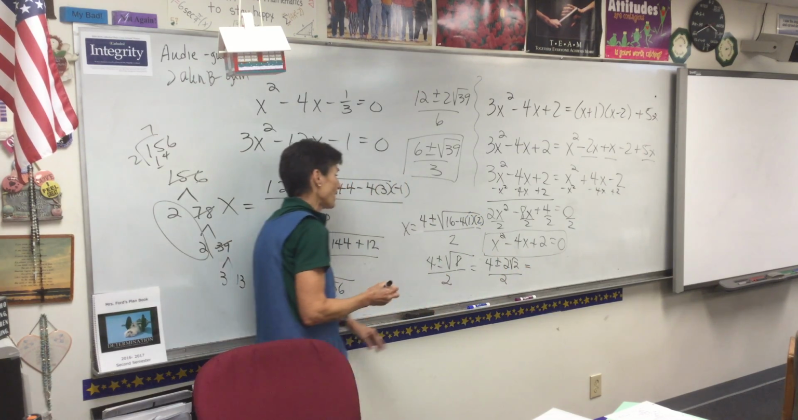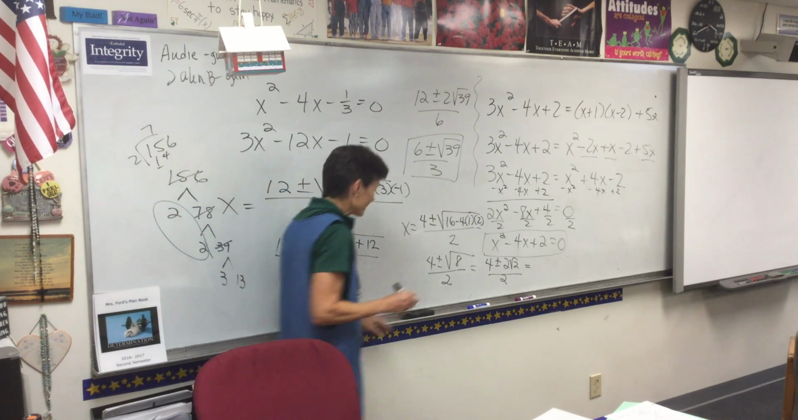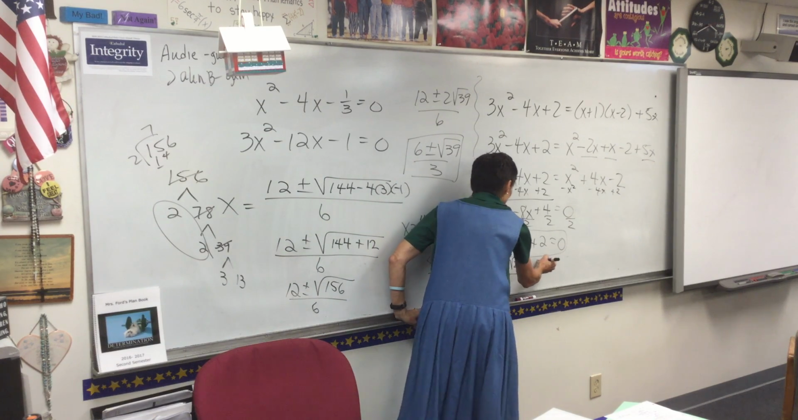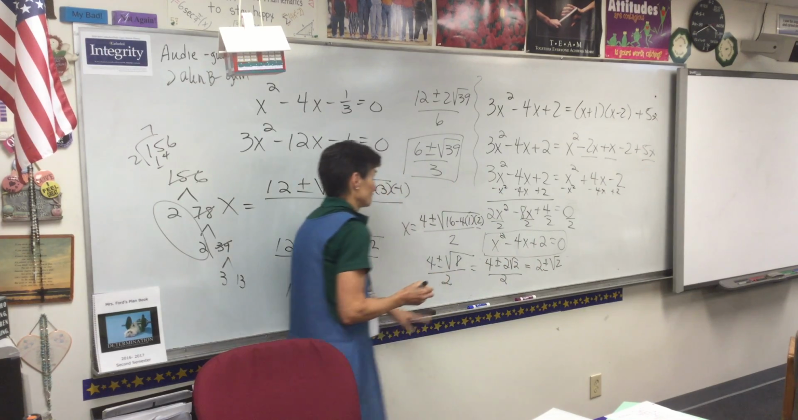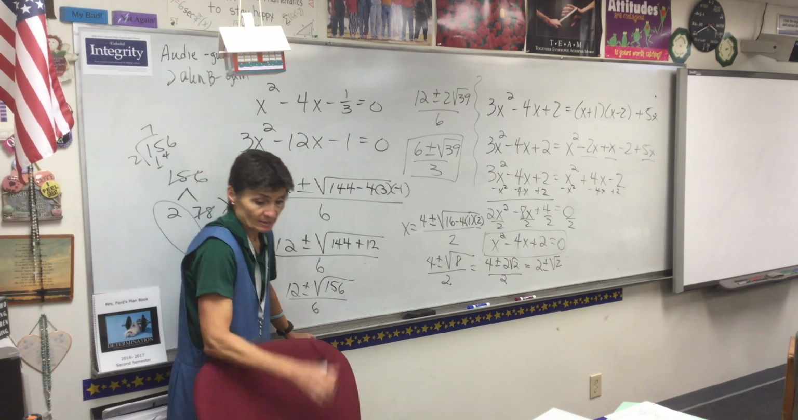And once we do that, now we can cancel. So we'll be left with 2 plus or minus 1 root 2. And that's the final answer to the problem.